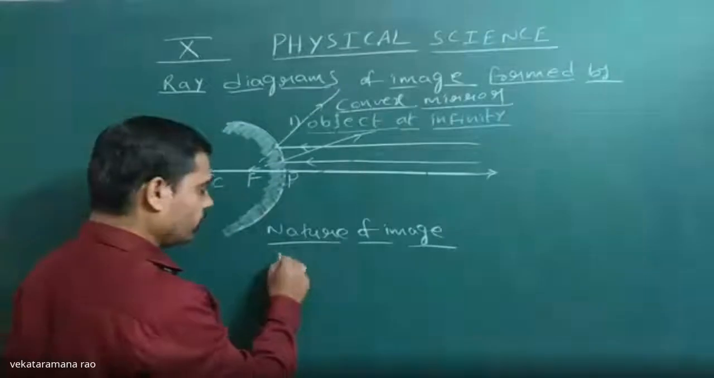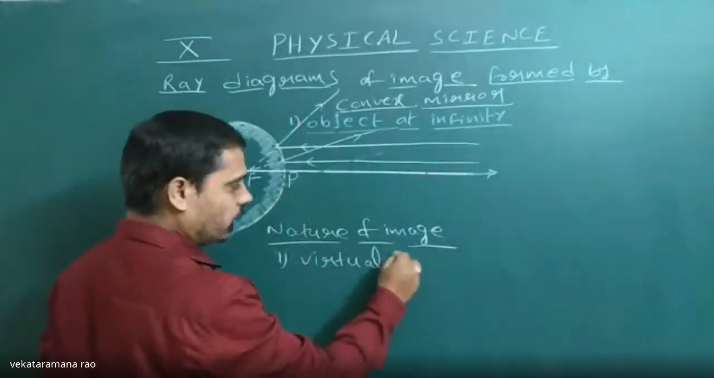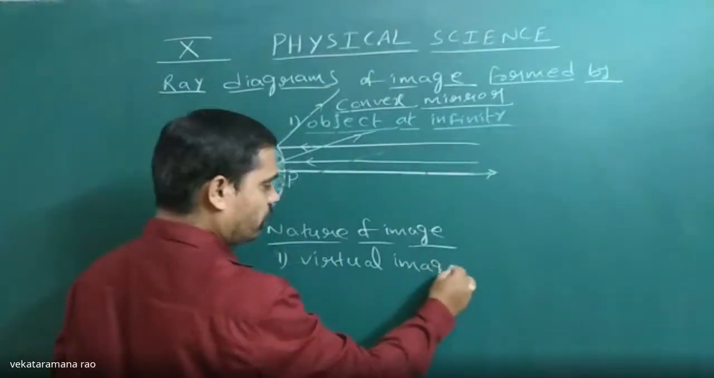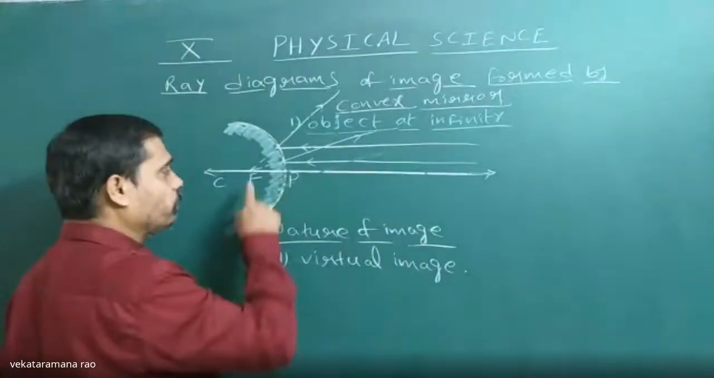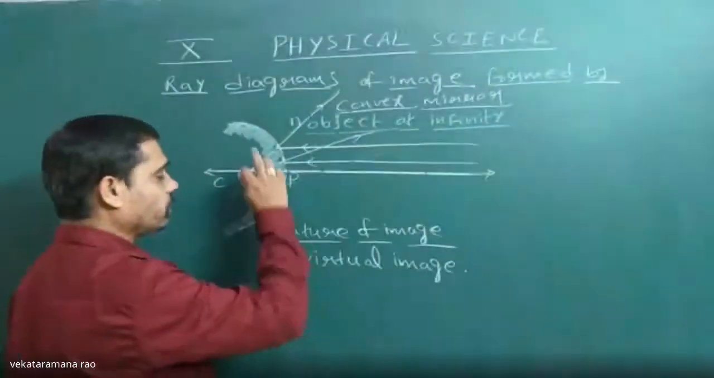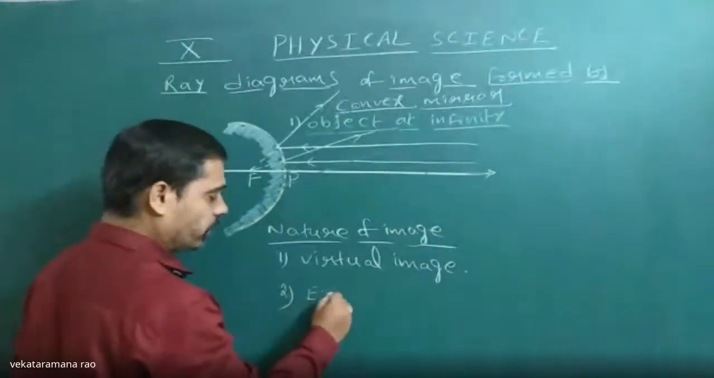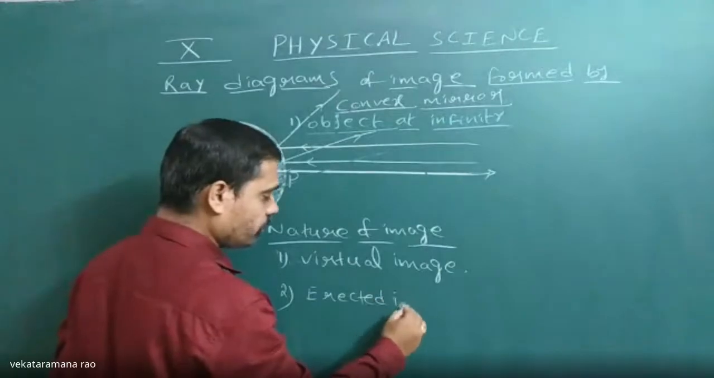So here, first, a virtual image is formed. The second one, what about the side? Is it erect or inverted? The same way the object is, we will get upright only. So we will call it an erect image.